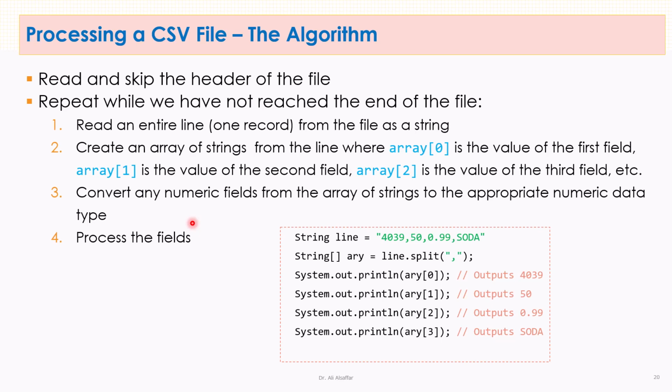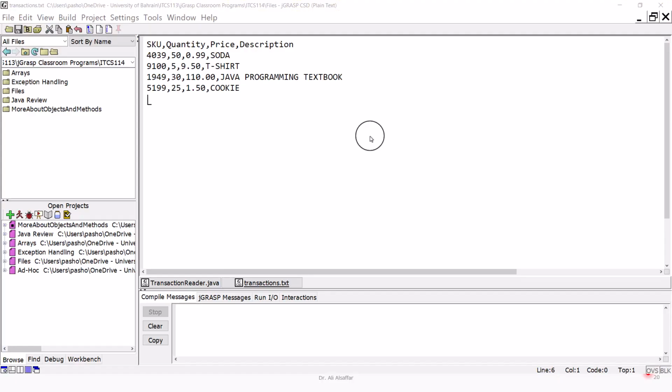Let us apply this algorithm on the transactions data file using jGRASP. This is the data file for the transactions of items sold in a grocery store. Each line consists of a record of an item, and each record consists of fields separated by commas. The first line represents the header of the file, and it represents the titles of each field. So when we read the data from this file, we need to skip the first line and continue reading the records from the second line.